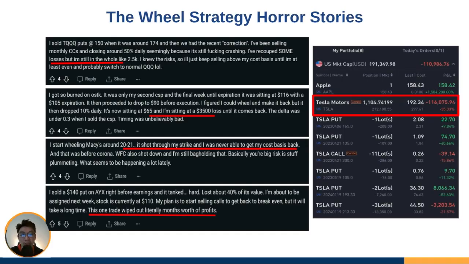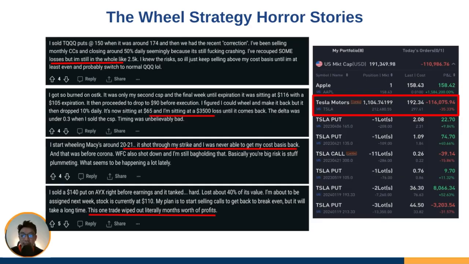And finally, this is from one of my YouTube subscribers, who just shared with me his trade that went wrong when he did the wheel strategy. As you can see, he went pretty much all into Tesla. Quite a lot of Tesla trades down here, and he went down roughly about $116,000. So as you can see down here, the wheel strategy is not a no-loss option strategy, right? Not by any stretch. You can really lose a lot of money, especially if you don't know what you're doing.